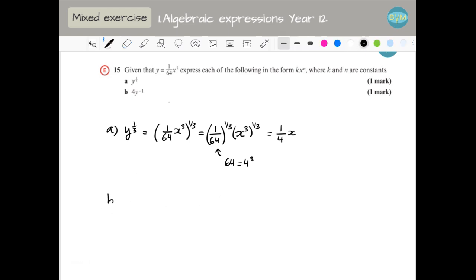For b, I have to express y to the power of -1. So it's 4, and y is 1/64 x cubed, to the power of -1. Again, this -1 is going to affect this one and this one. Remember when we do -1, we can take the reciprocal. So it's going to be the reciprocal of this one, which is 64.